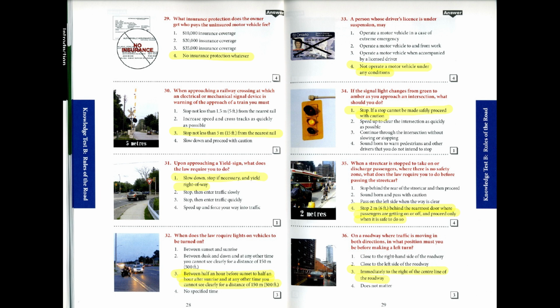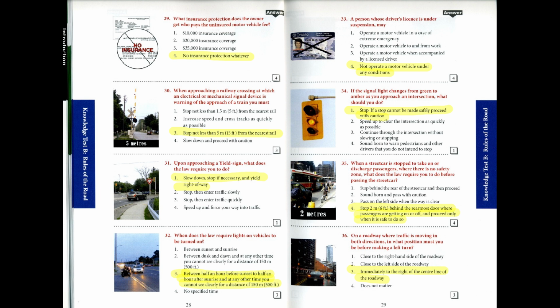Number 30. When approaching a railway crossing, at which an electrical or mechanical signal device is warning of the approach of a train, you must stop not less than 5 meters, or 15 feet, from the nearest rail. Number 31. Upon approaching a yield sign, what does the law require you to do? Slow down, stop if necessary, and yield the right of way.